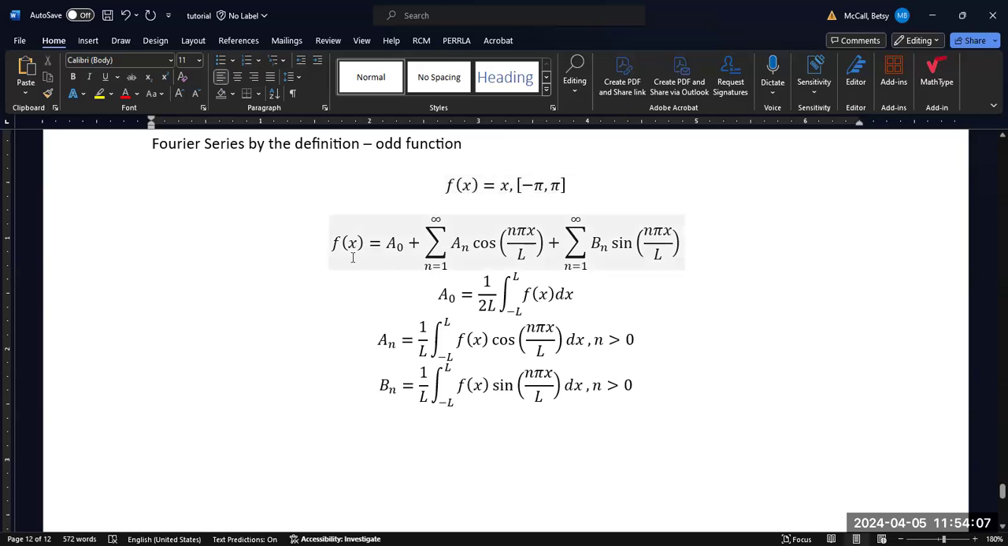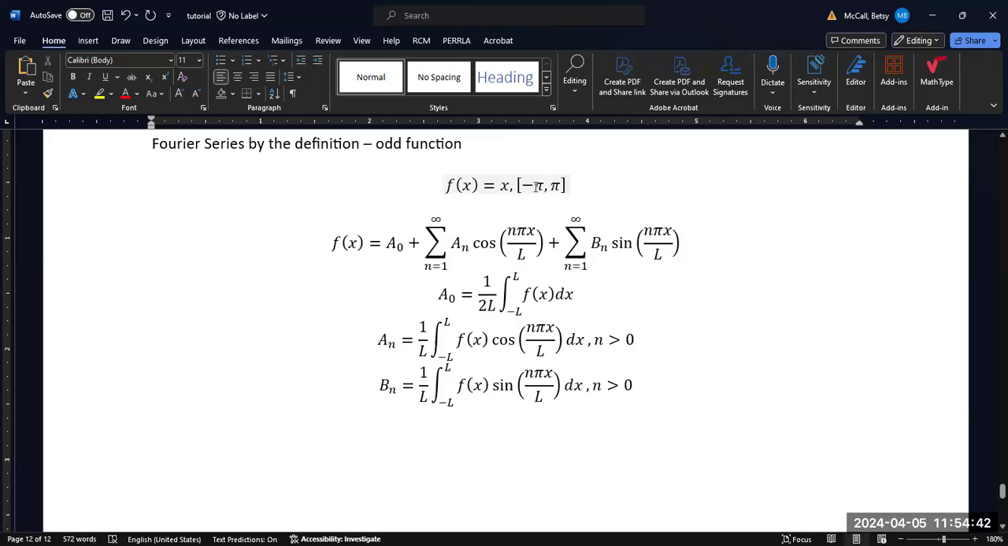Now, this is our general Fourier series that we end up with. So we have our a sub 0 plus our sum of a sub n cosine n pi x over L, and the sum of b sub n sine of n pi x over L. And so what we need to calculate is what a0, an, and bn need to be in order to model this function. And so these are our formulas for a0, an, and bn. So we're going to just go through the example.